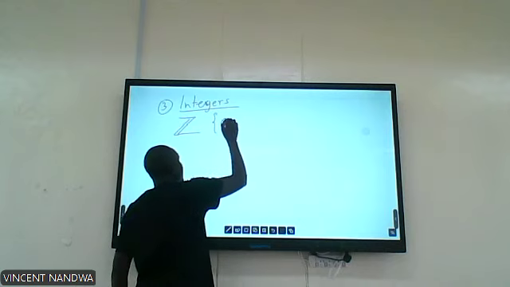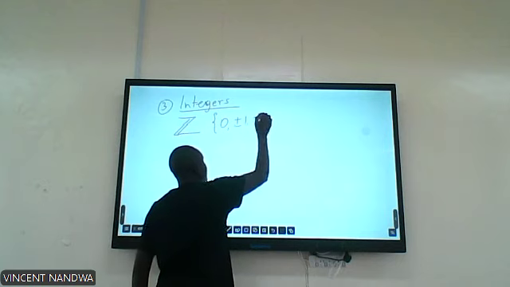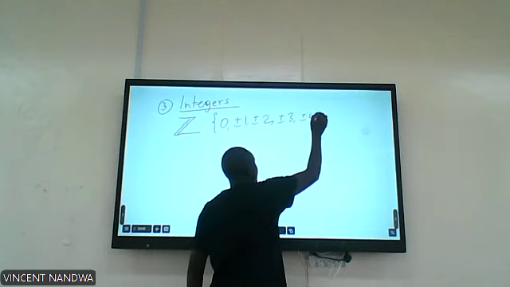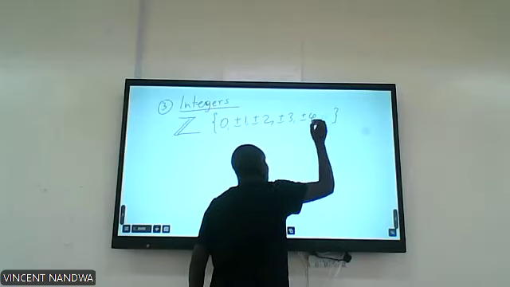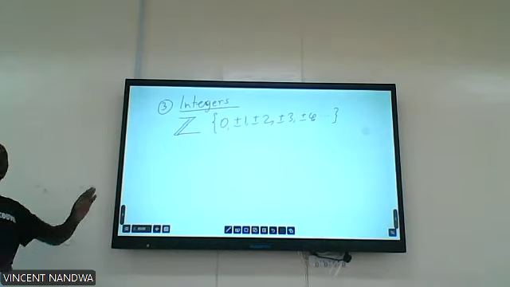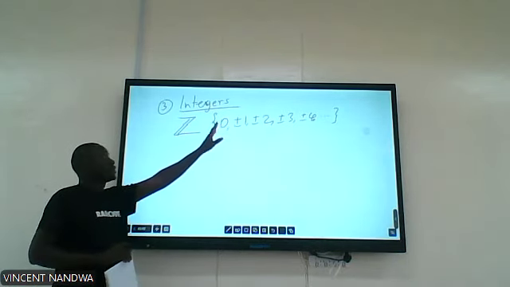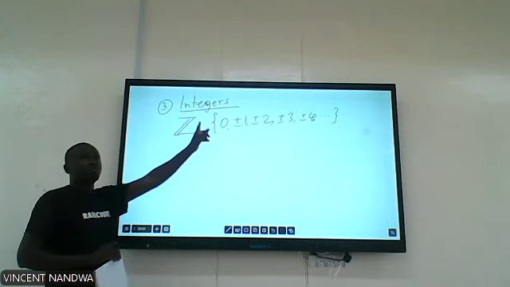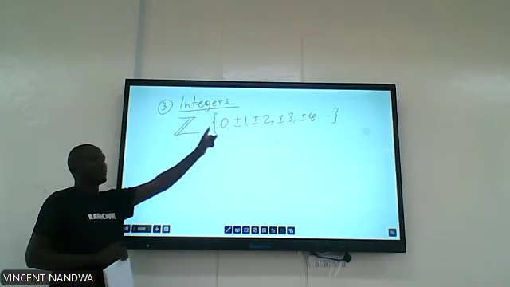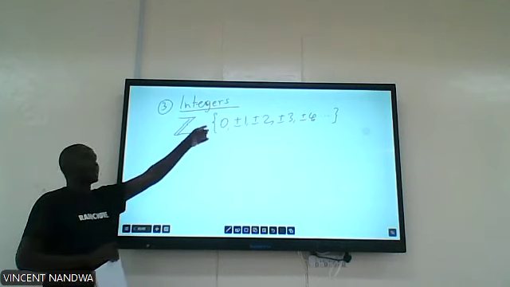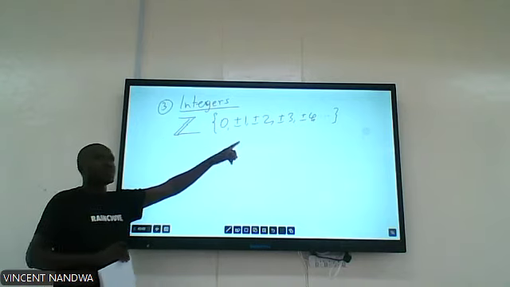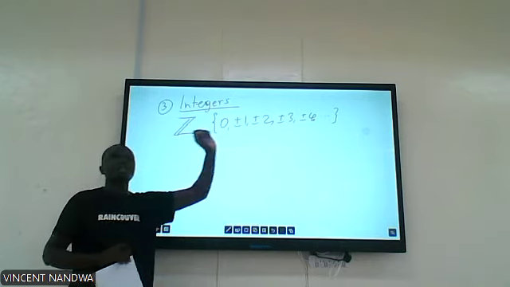So these are the numbers 0, plus or minus 1, plus or minus 2, plus or minus 3, plus or minus 4, etc. Now for the set of integers, when you do addition on this set, you get a number within the same set. So the set of integers is closed under addition. When you take two random integers and multiply them, you get another integer. Also, when you take any two random integers and subtract them, you also get another integer.